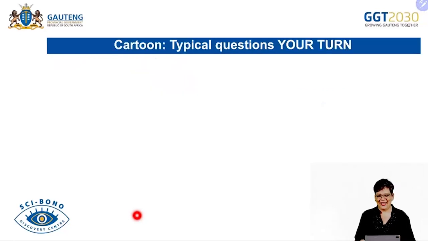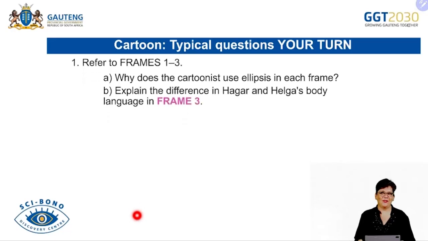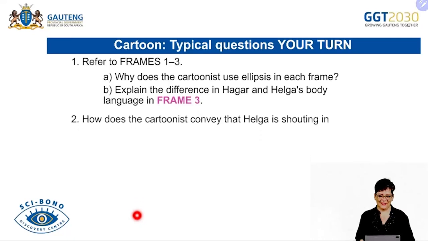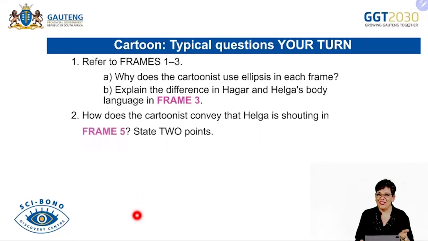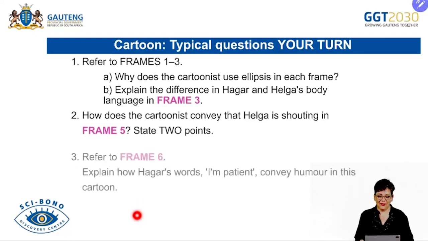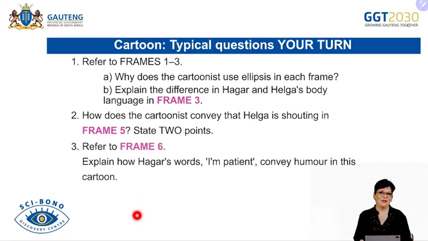Right. So, what are the kind of questions we can ask you? And I've answered some of these questions already. I can ask you why there are ellipses. I can ask you to explain the differences between Hagar and Helga. Now, when you get a question like this, remember, always refer to the one and the other and show me clearly what the differences are. How do we know that she's shouting? State 2 points. Remember now, 2 very different facts that you have to give me. And we talked about the humor.